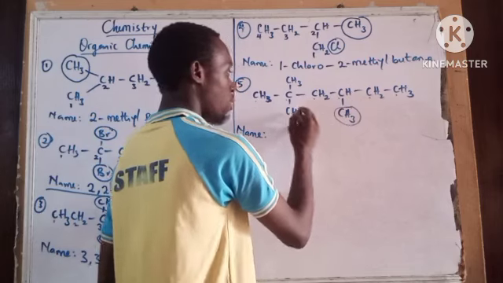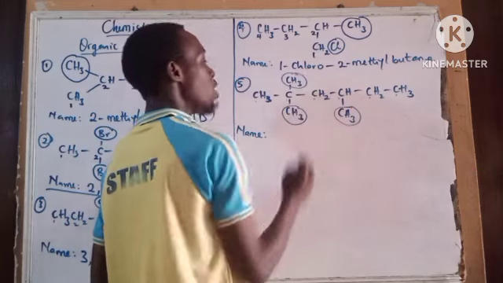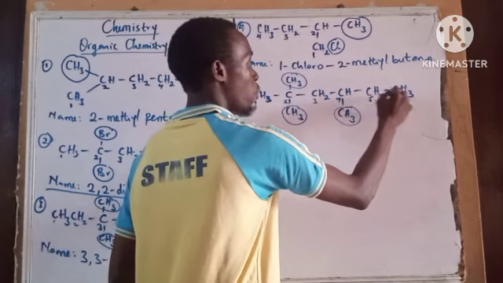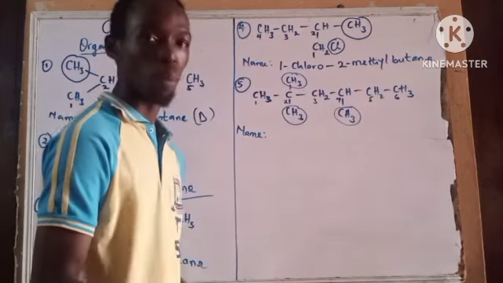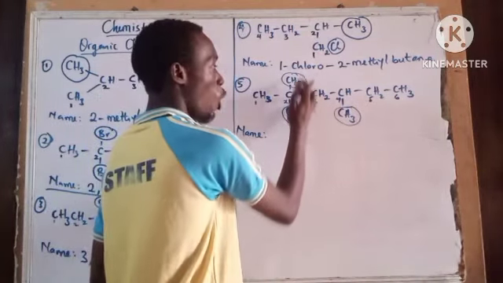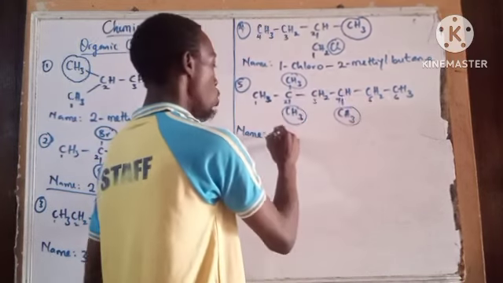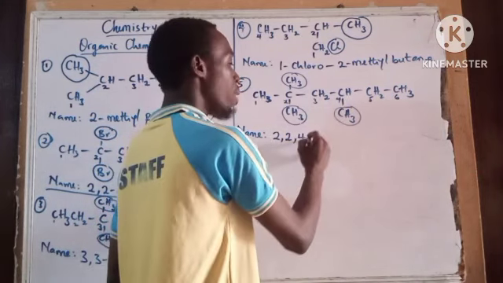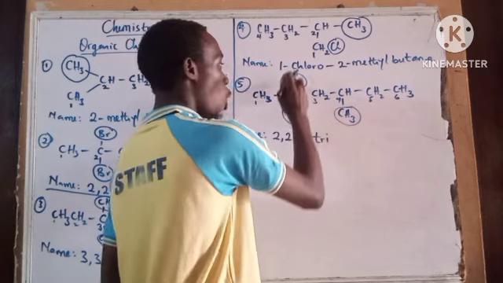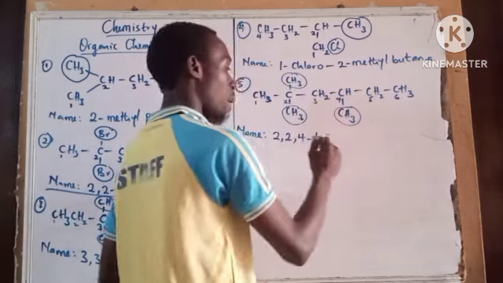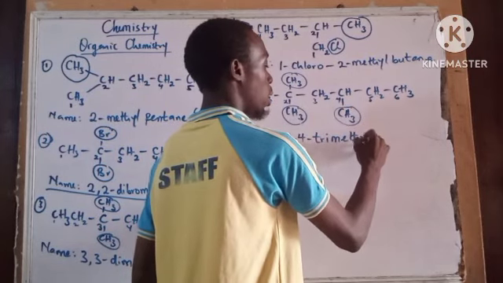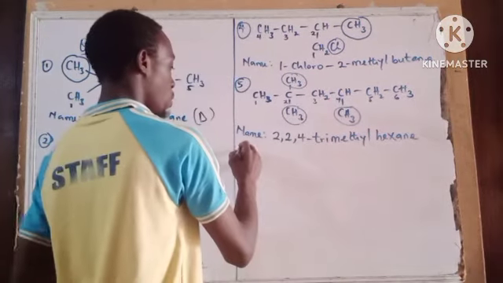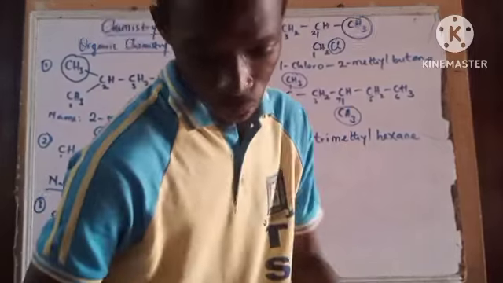This is a substituent, this is a substituent, and this another substituent. So this will be carbon 1, carbon 2, carbon 3, carbon 4, carbon 5, and carbon 6. These 2 substituents are on carbon 2, so I write 2, 2. Then I have another substituent on carbon 4. Tri, because there are 3 of the same type. So 2,2,4-trimethylhexane.